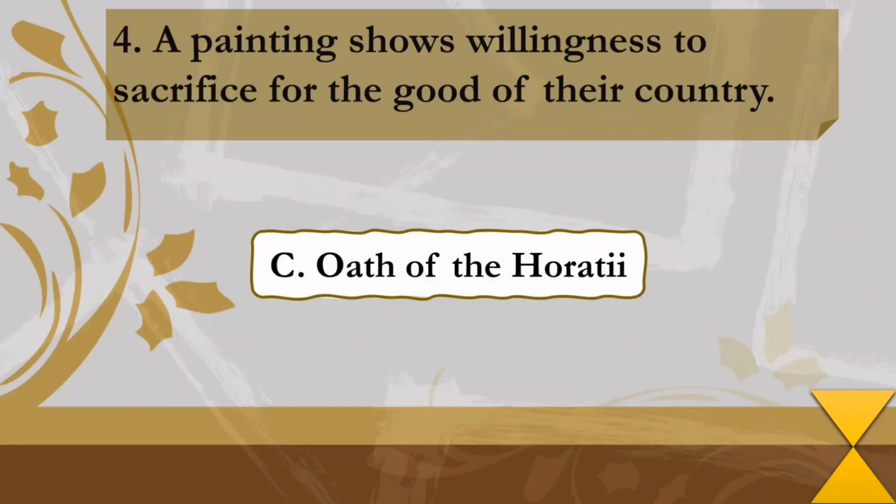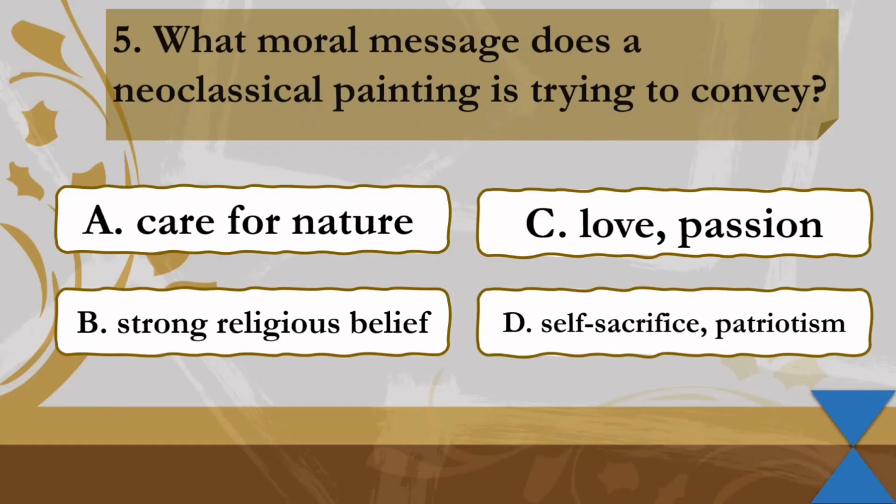The correct answer is C. Oath of the Horatii. 5. What moral message is a neoclassical painting trying to convey? A. Care for nature. B. Strong religious belief. C. Love, passion. D. Self-sacrifice, patriotism.